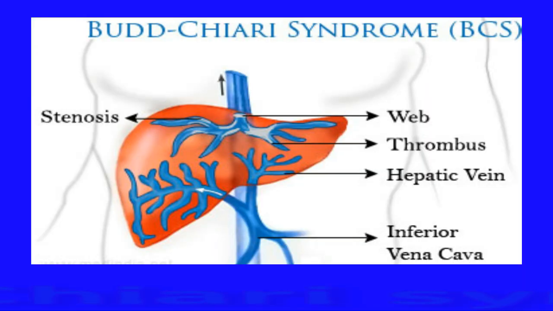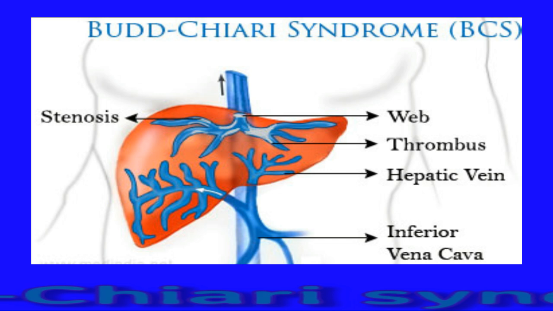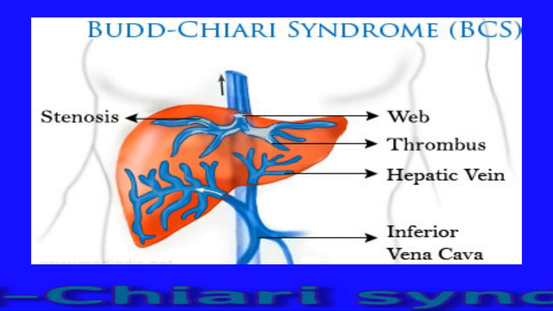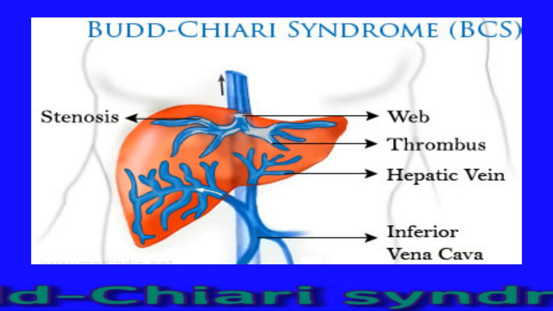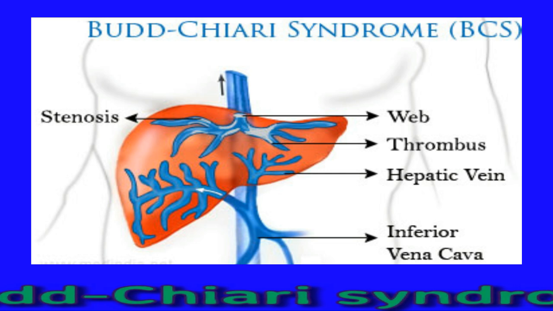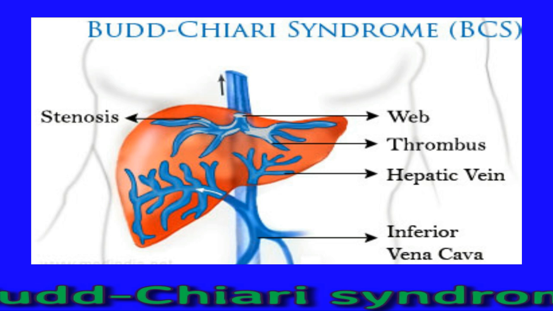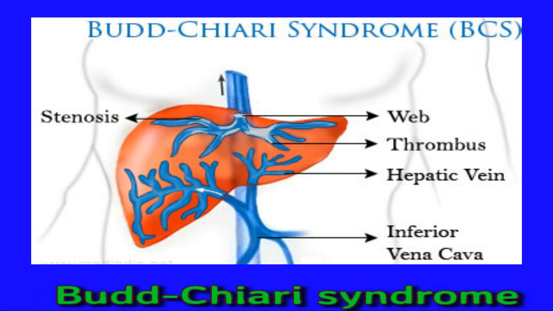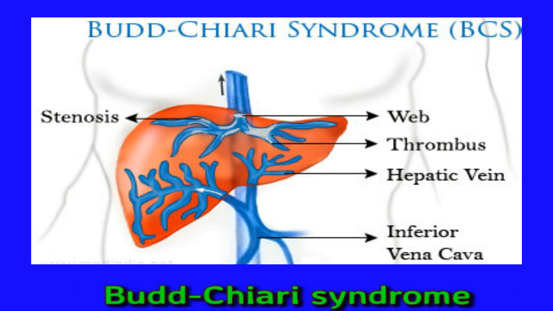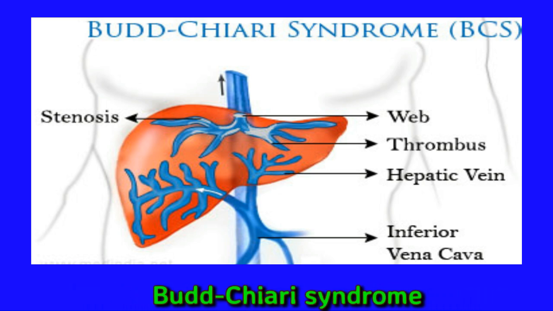Budd-Chiari syndrome. This is a rare liver disease in which blood flow out of the liver via the portal vein is blocked. This can be due to a problem within the vein, such as a blood clot or swelling of the vessel walls narrowing the vein. It can also be due to compression of the vein from a process outside the vein itself.